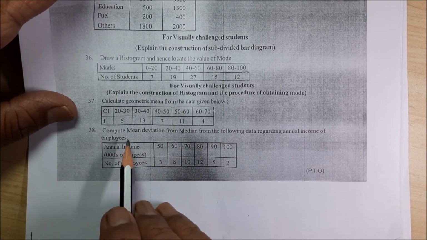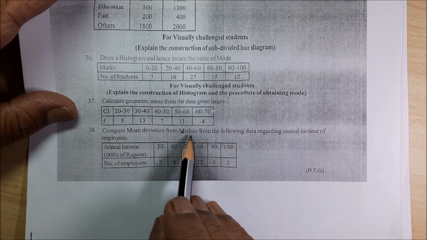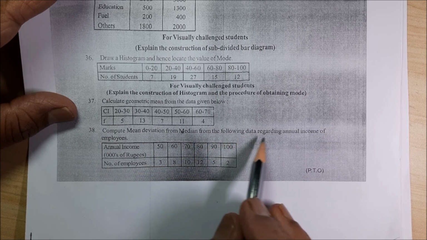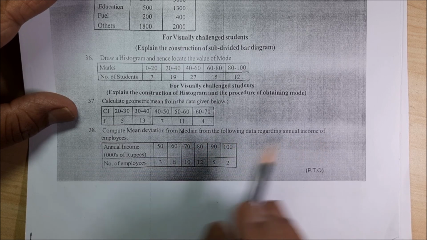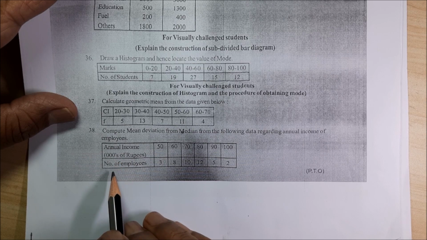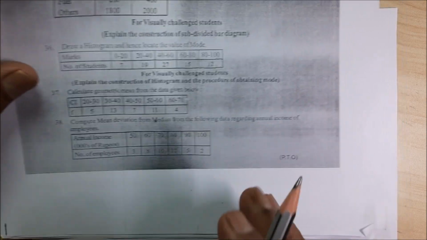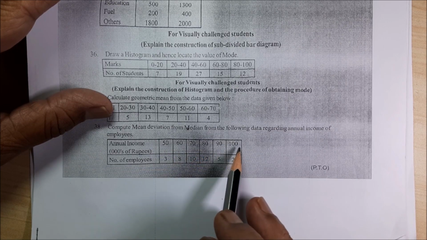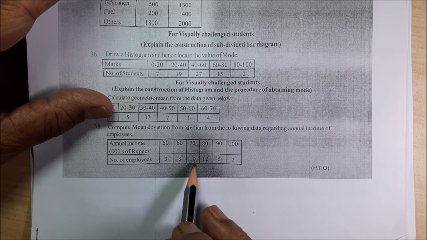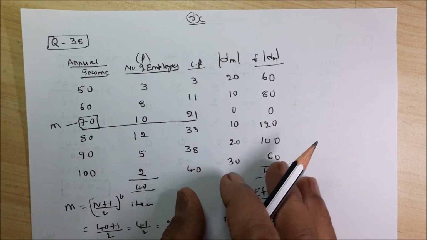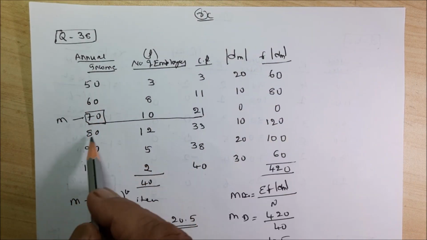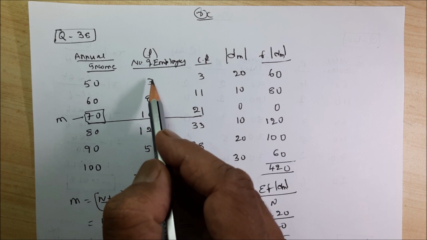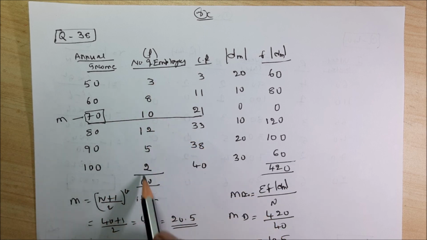Now the 30th question: compute mean deviation from median from the following data regarding the annual income of employees. It is a discrete series: annual income 50, 60, 70, 80, 90, 100, and number of employees 3, 8, 10, 12, 5, 2. I have written that down.